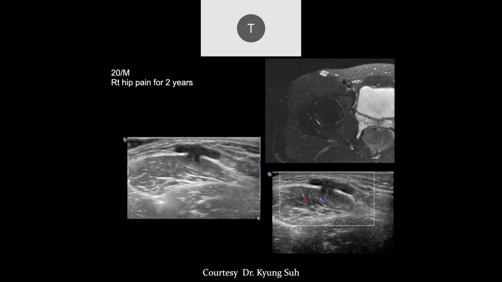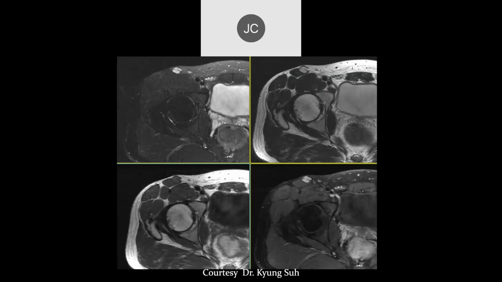Okay, Robert? All right, so we have a 20-year-old male, right hip pain for 2 years. There are some ultrasound images and an MR of that right hip. And it looks like on the MR there's a cystic structure anterior to the anterior musculature there, which is similar to this.